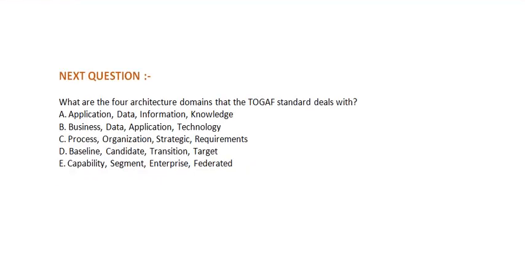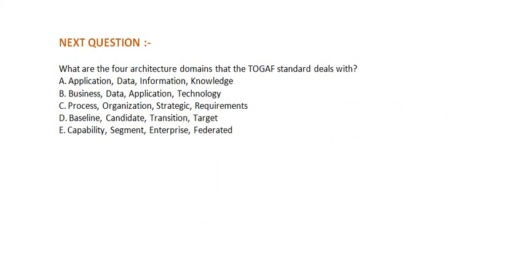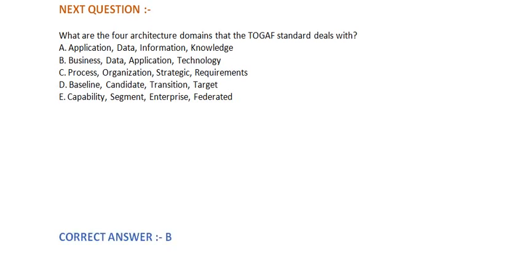Next question is what are the four architecture domains that the TOGAF standards deal with? Option A, application, data, information, knowledge. Option B, business, data, application, technology. Option C, process, organization, strategic requirements. Option D, baseline, candidate, transition, target. And option E, capability, segment, enterprise, federated. And the correct answer is option B.